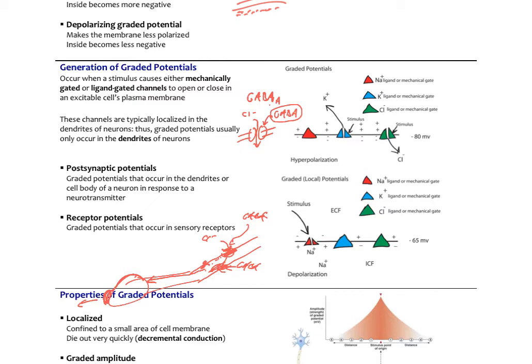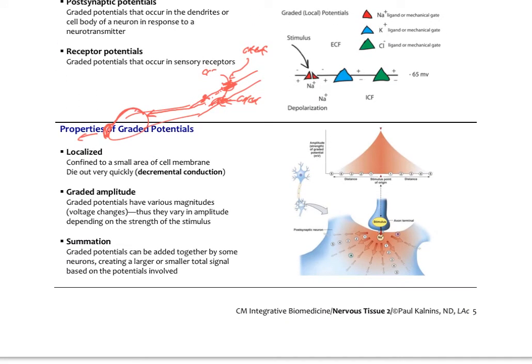In this case, with the hyperpolarizing currents, it'll actually inhibit that, so it'll prevent the nerve from firing. The thing about the graded potentials is they are localized, they die out quickly, that's called decremental conduction. They have graded amplitudes. In other words, the stronger the signal, the more the hyperpolarizing or depolarizing stimulus there'll be. And they can be summed together.